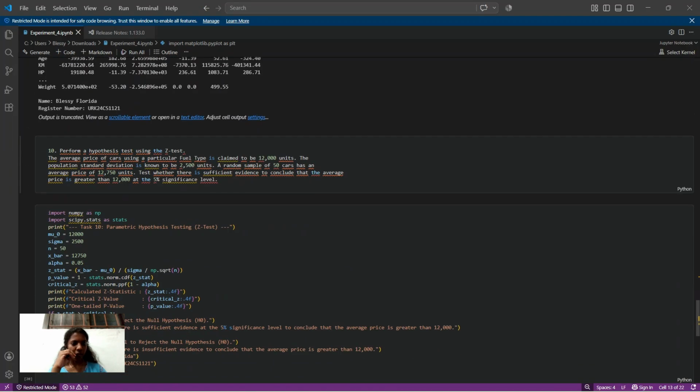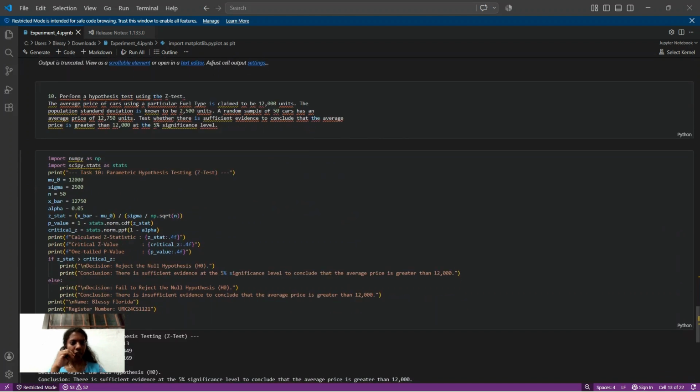The last question is to perform a hypothesis test using the z-test. The average price of cars using a particular fuel type is claimed to be 12,000 units. The population standard deviation is known to be 2,500 units. A random sample of 50 cars has an average price of 12,750 units. Test whether there is sufficient evidence to conclude that the average price is greater than 12,000 at the 5% significance level. So here we are going to import numpy and the scipy stats library.